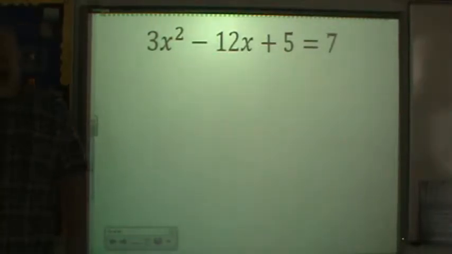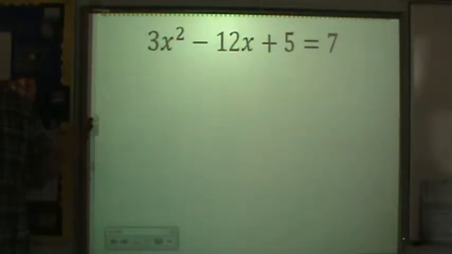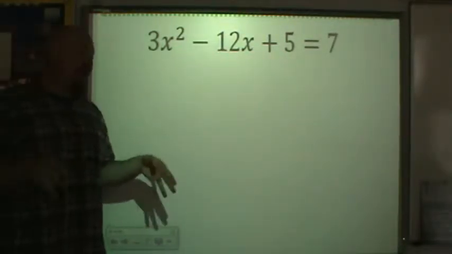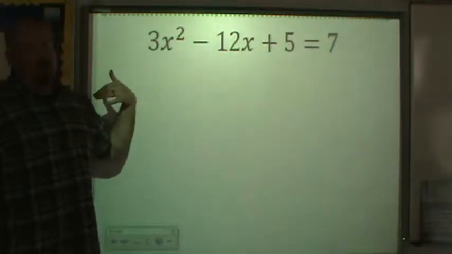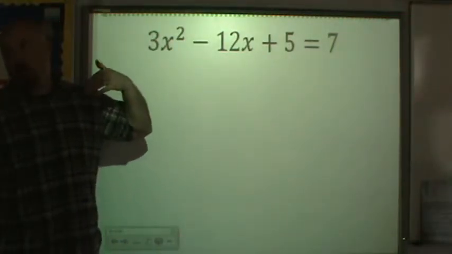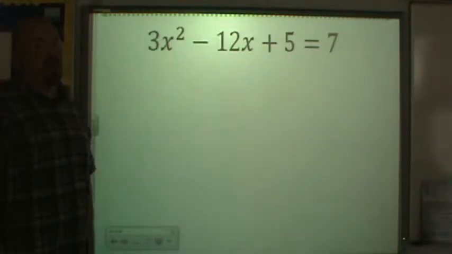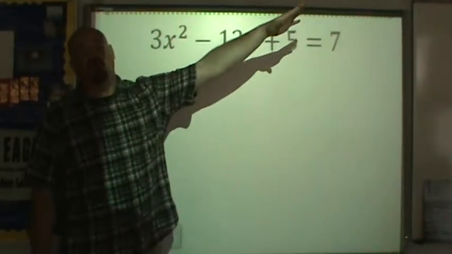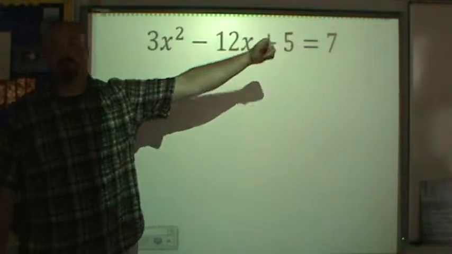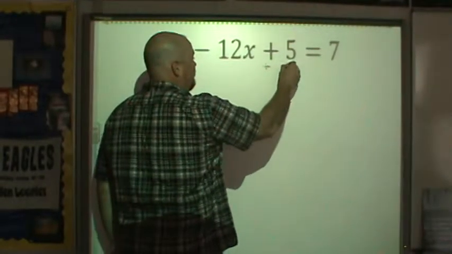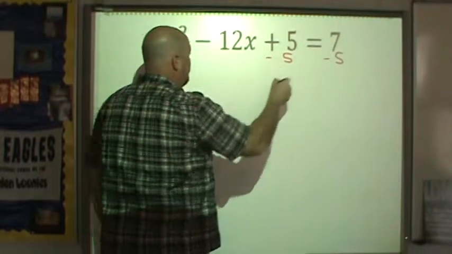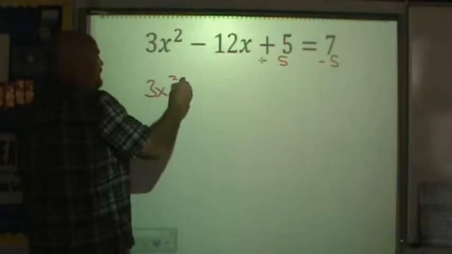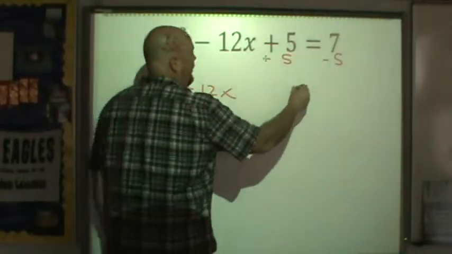Completing the square, first thing we got to do, we don't have to, but one method is to get your variable terms on one side of the equation and your constants on the other. So we got to make sure this positive 5 gets moved over to the other side. All right? So we'll subtract 5 from here, we'll subtract 5 from here. So 3x squared minus 12x.